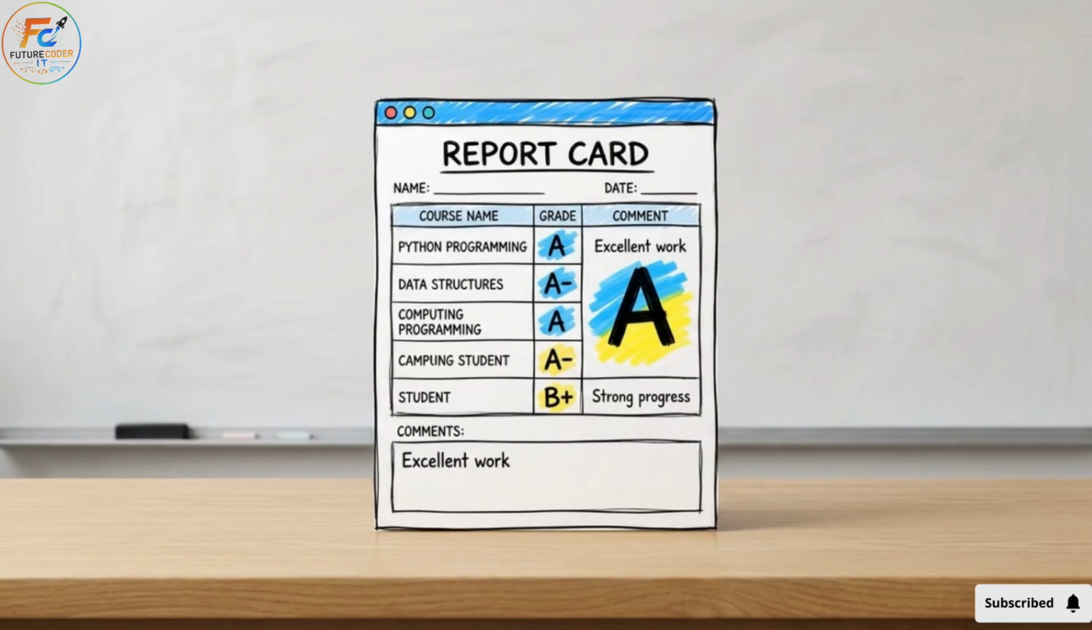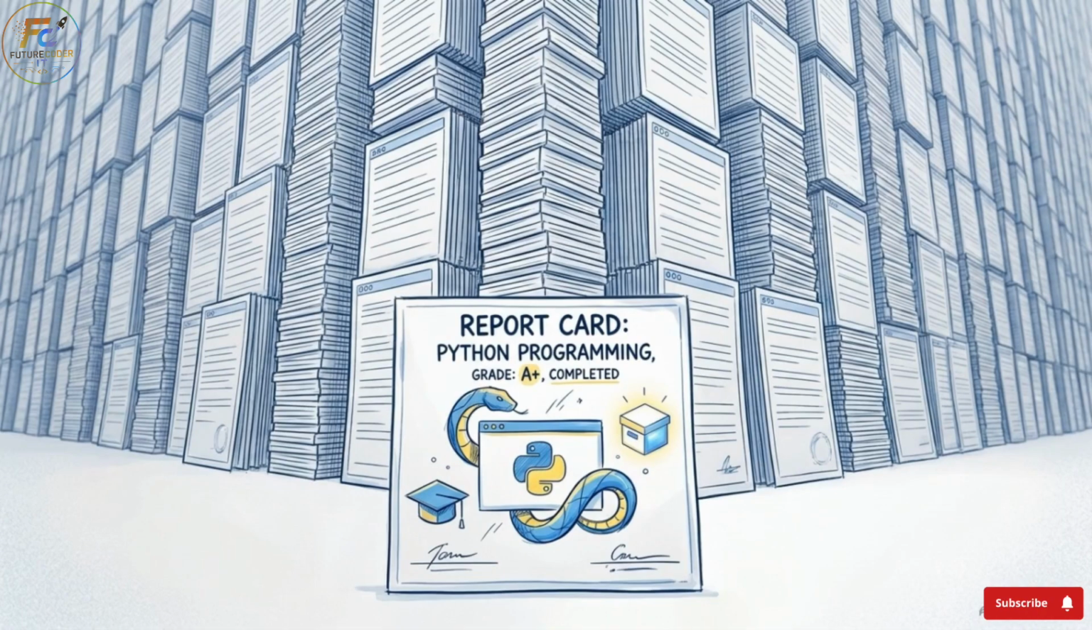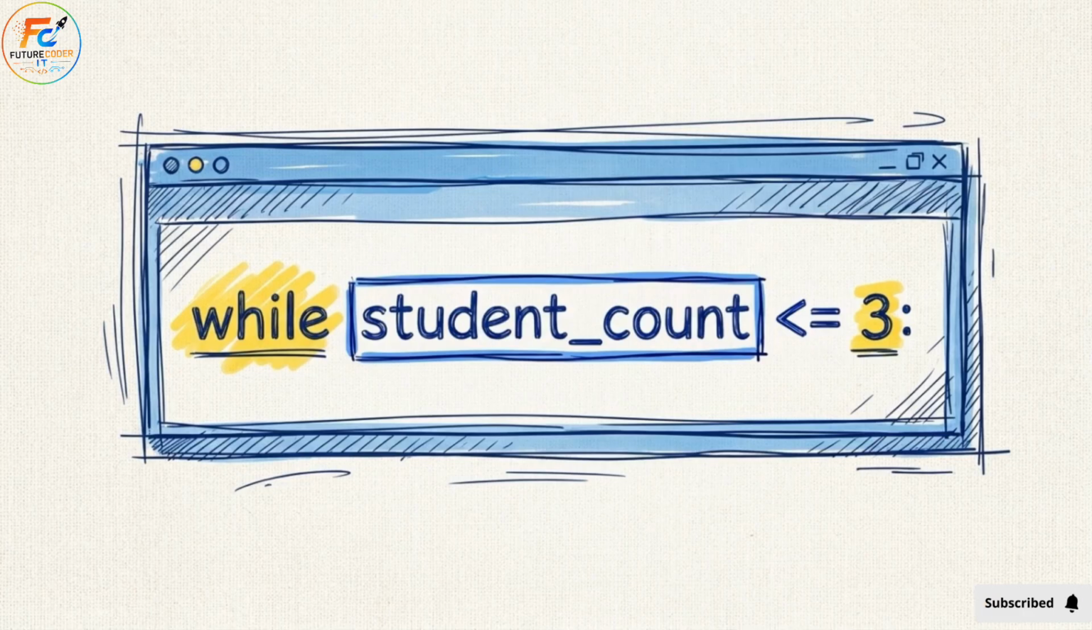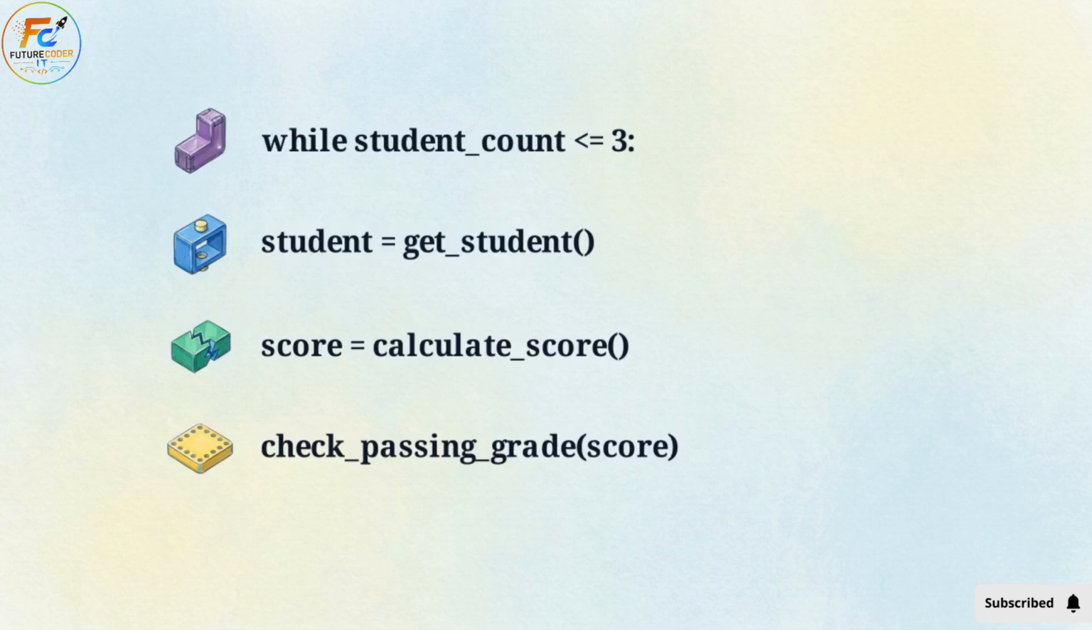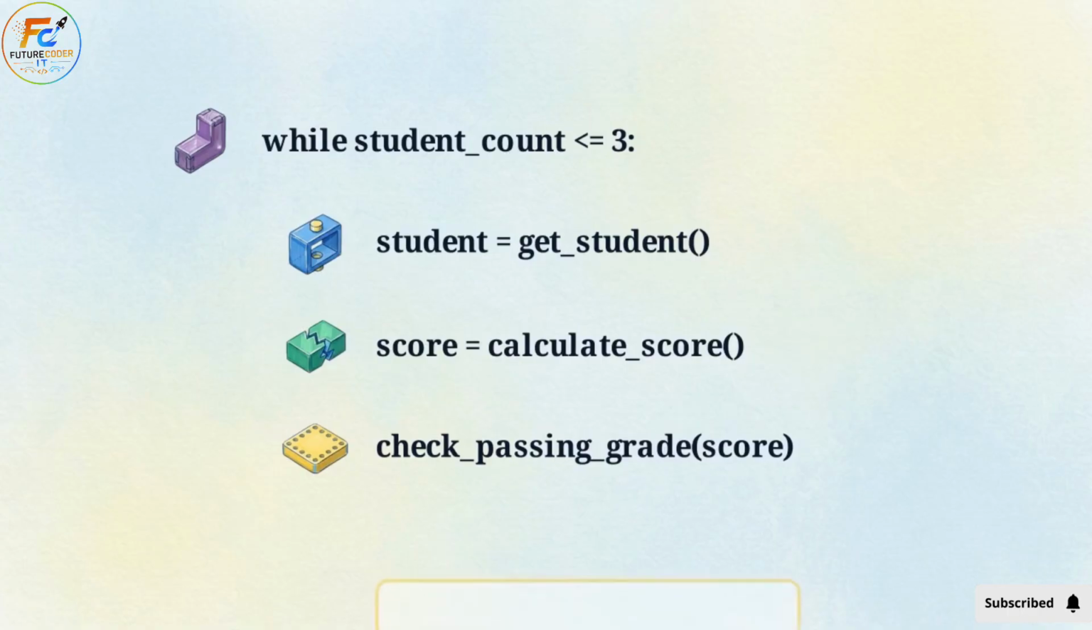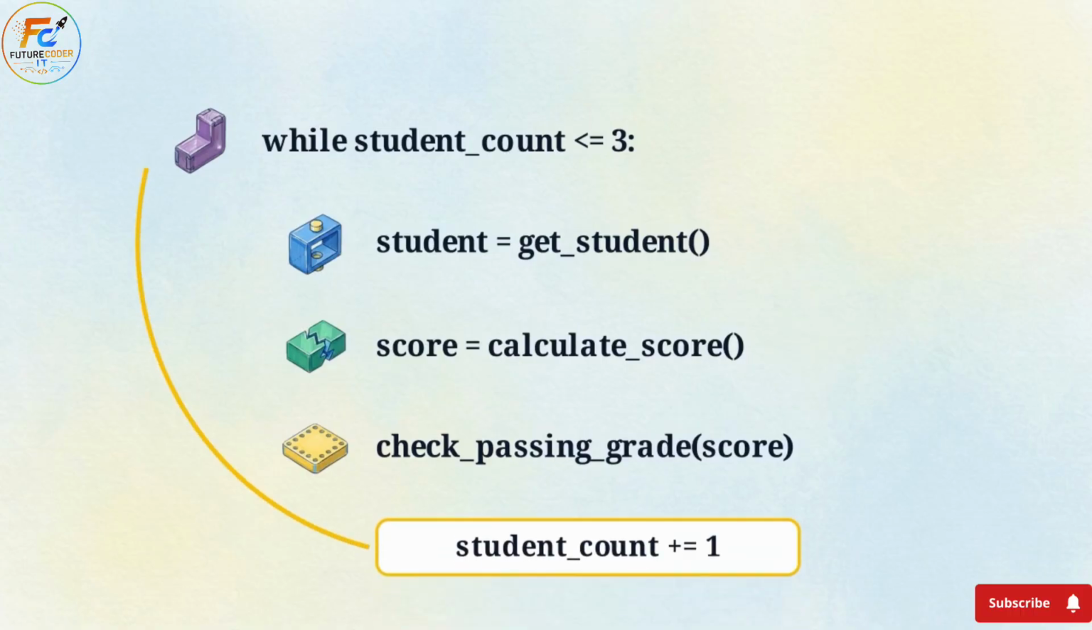Right now, our portal grades 1 student and stops. To grade a whole classroom, we'd have to click run over and over again, which defeats the purpose of programming. Let's fix that. At the very top of your script, create a variable named student count and set it to 1. Below that, type while student count less than or equal to 3. Now highlight everything else we've written and hit the tab key. This indents all our previous work into the while loop. Finally, at the very bottom, add student count plus equals 1 so the loop knows when to stop.